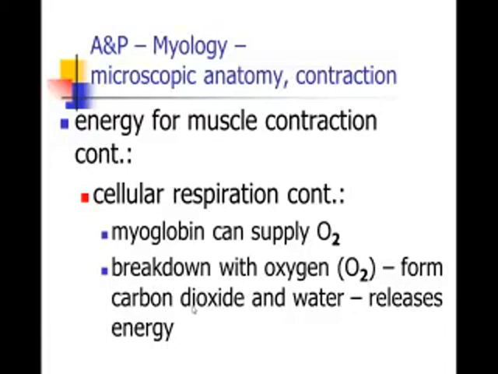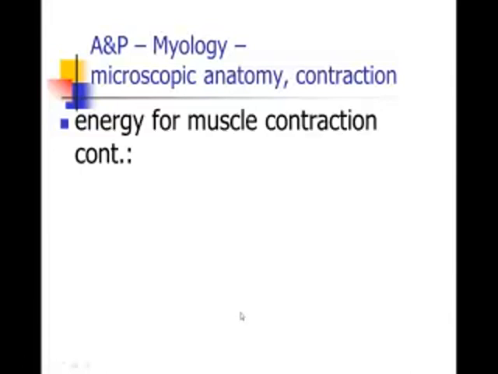When you get complete breakdown using oxygen, the waste products are going to be carbon dioxide and water, and the benefit of breaking it down is that energy is released. Okay, so what happens with the carbon dioxide and water? Right, it goes into the blood.